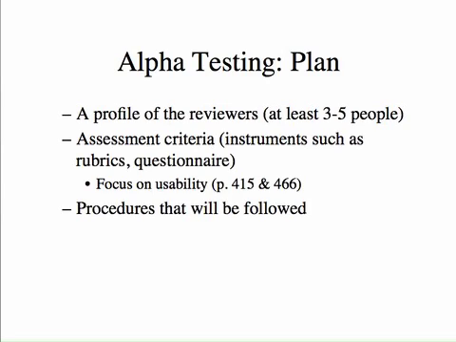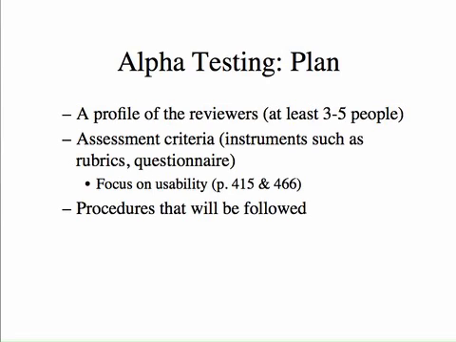You need a plan for your alpha test. I highly recommend you plan these things out ahead of time and don't just wing your alpha testing unless you have no other choice. You know, for some reason, this group of people just got together and this is the only time you can get them, fine, go ahead and do it. What we're looking for is at least 3 to 5 people. I want a profile of them. And this goes without saying, when you write up any kind of formative evaluation, people want to know, who were the people who did the alpha test or the review? How did you assess them? And what procedures were followed?